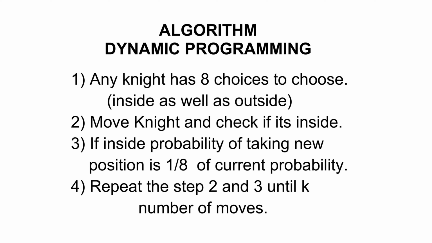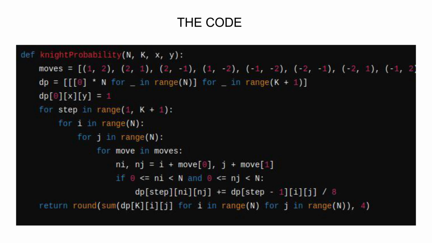Repeat steps 2 and 3 until k number of steps are taken. For example, if k is equal to 2, then we have to repeat the second and third step 2 times. If it is 3, then 3 times. For however many times k is asked, we will be doing the second and third steps again and again. So this is the algorithm that we are going to follow to solve this problem. Now let us look into the code thoroughly.